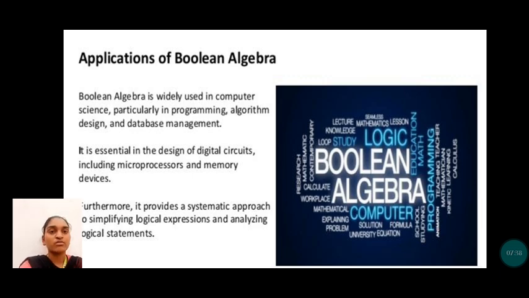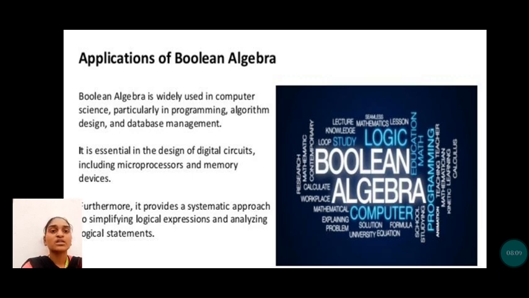Boolean algebra is widely used in computer science, particularly in programming. We are using Boolean algebra in programming and algorithm design. Algorithm means finding the solution to a programming problem, and also database management. We use Boolean algebra for database management also.